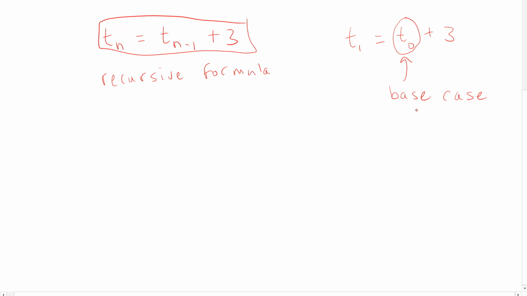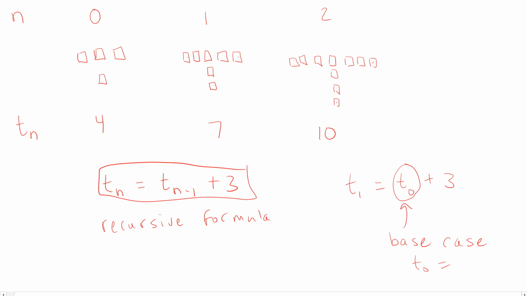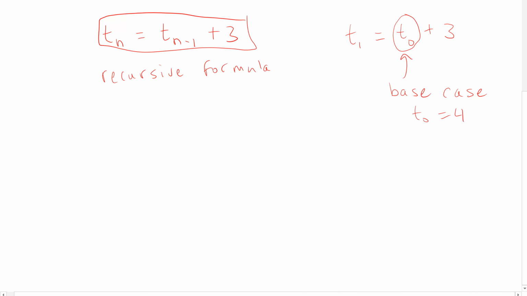So here the base case is T0 is equal to, and if we look back, originally in the 0th place, we had 4 blocks. So T0 is equal to 4. Great. Once we have the base case, then we can calculate that T1 is equal to 4 plus 3, which is 7. If we look back up, we see that that works out. I could figure out T2, T3, and so on, applying the same steps.